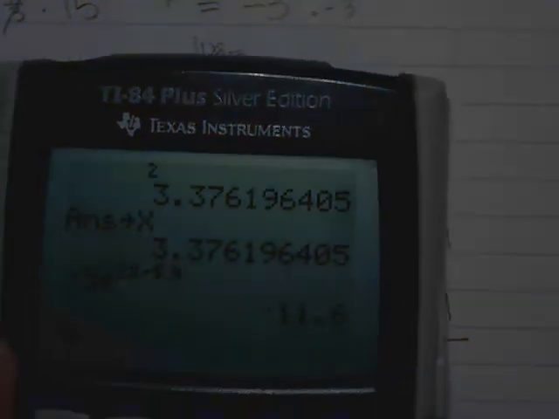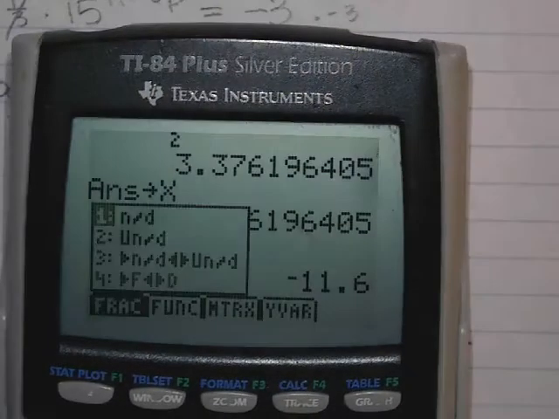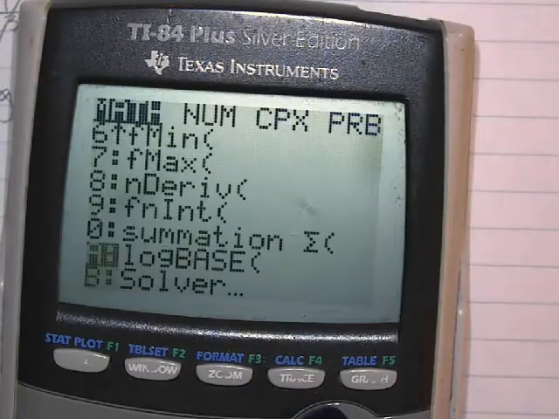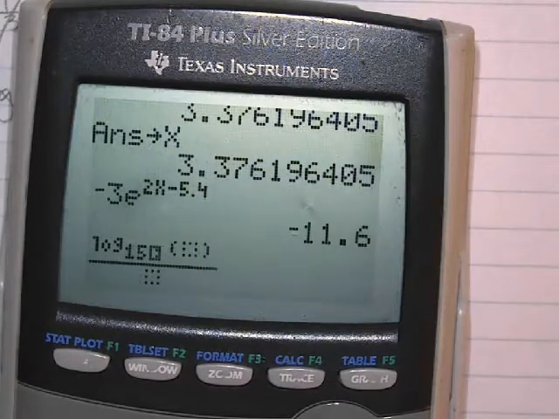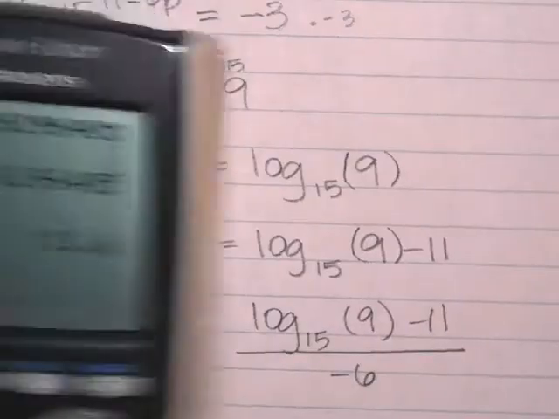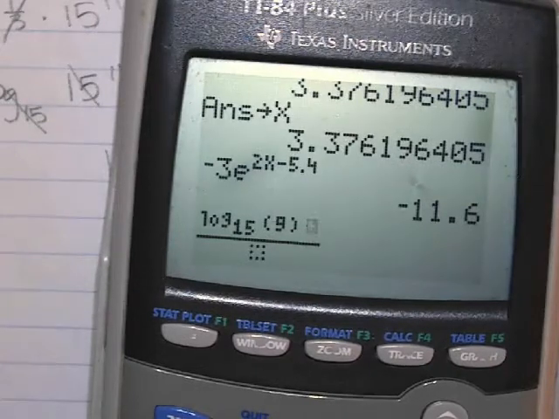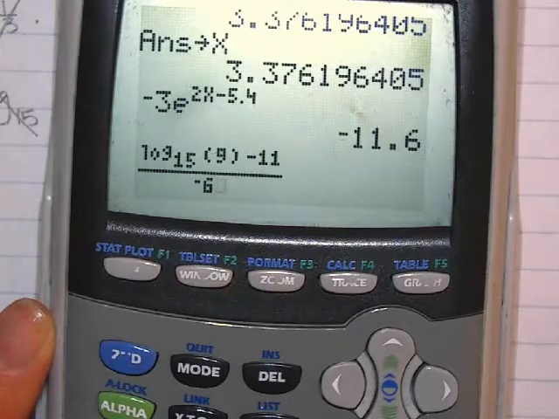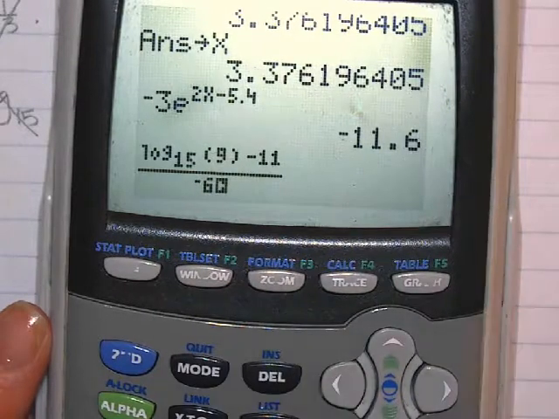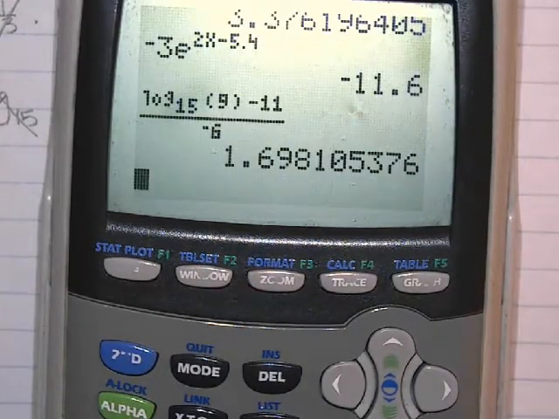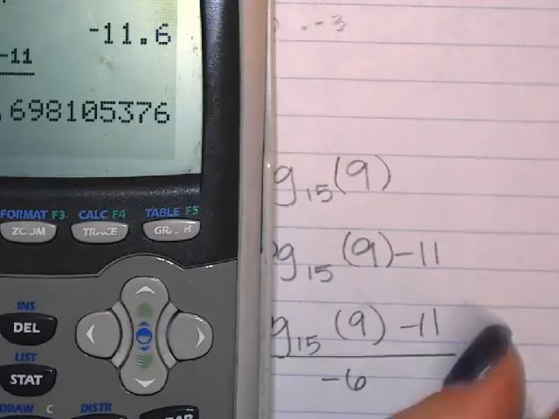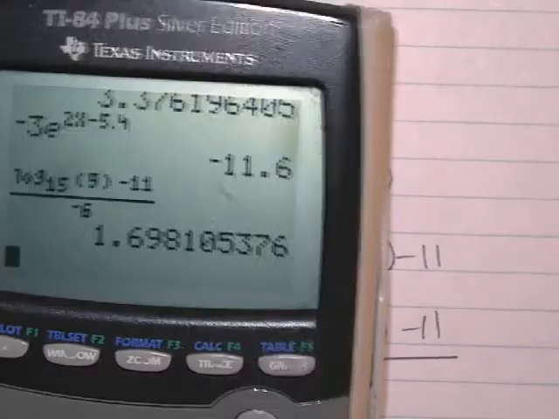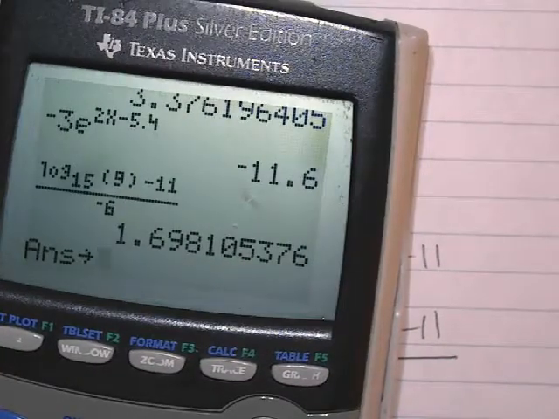Those of you new calculator people, let's go ahead and type this in. So I'm going to hit alpha y equals, and I'm going to go math up, up. Log base 15 of 9 minus 11 divided by negative 6. Oop, not plus anything. There we go. Okay, 1.698. Did we get that? Yes. All right, I'm just going to make sure that I got it. So I'm going to go ahead and store this. I'll store it as p.